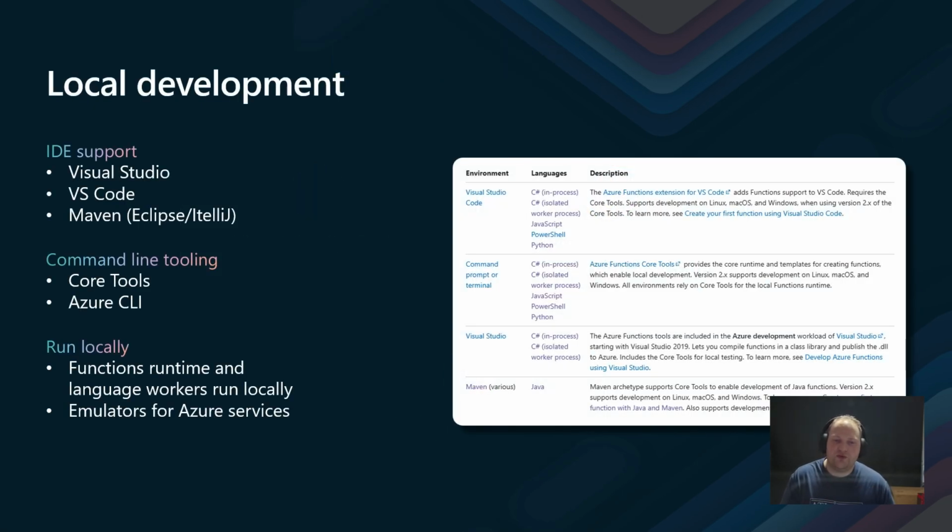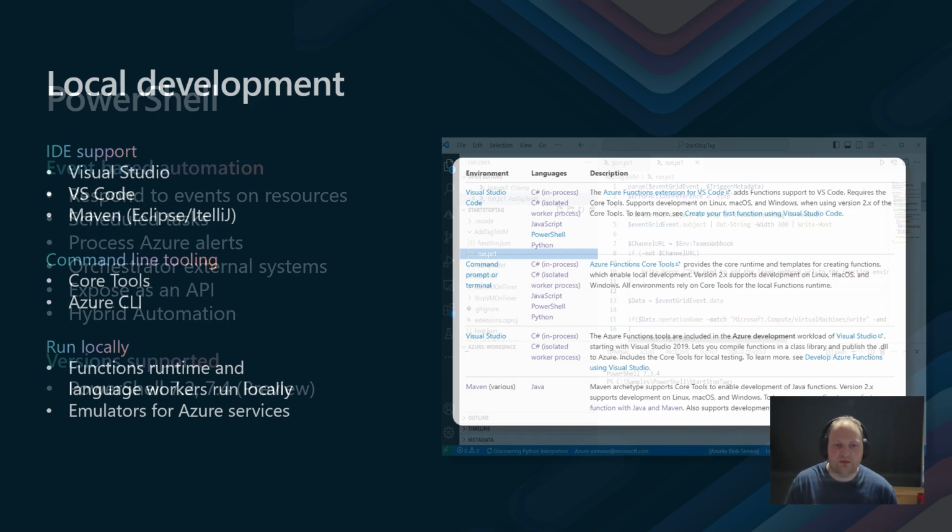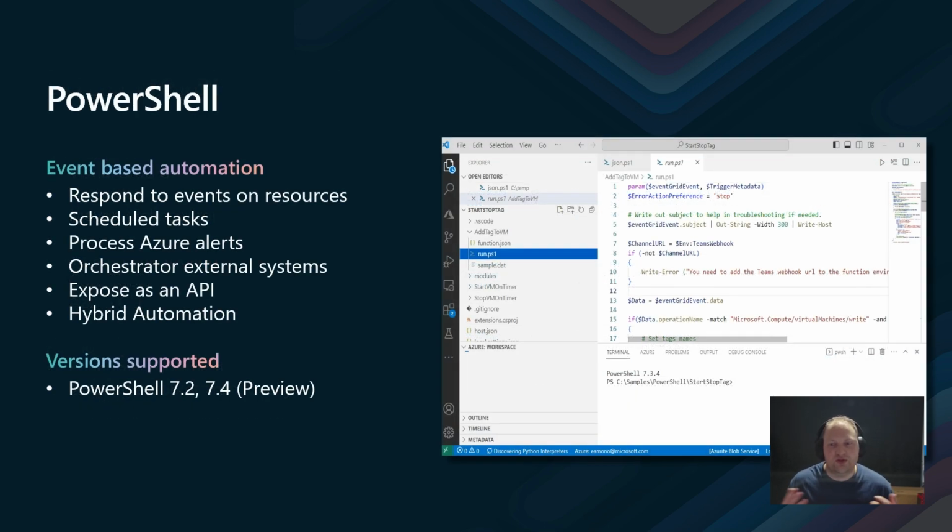We're going to use Visual Studio Code in my examples, but you can also use Maven, or just use Visual Studio. The tools that are very useful to have when developing Azure Functions are the Azure CLI and the Core Tools, which allow you to do the development locally and essentially emulate the Azure Functions runtime, which is going to be installed in the Codespace that I'm using. And of course, you need PowerShell installed.